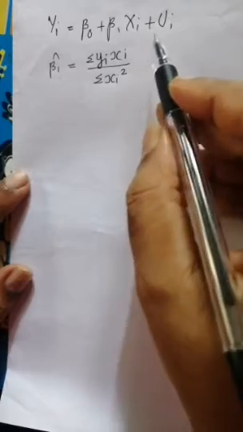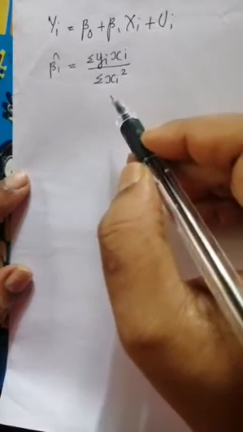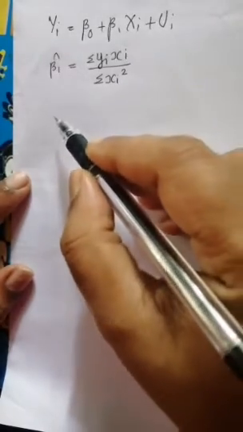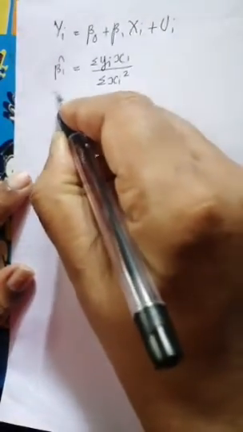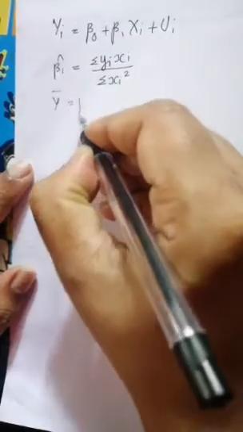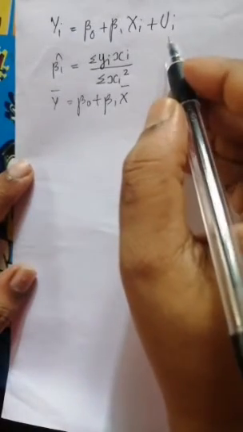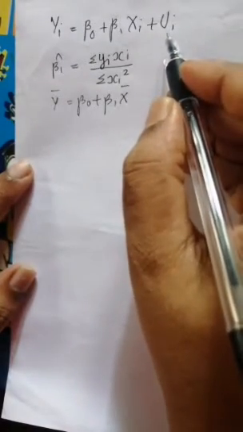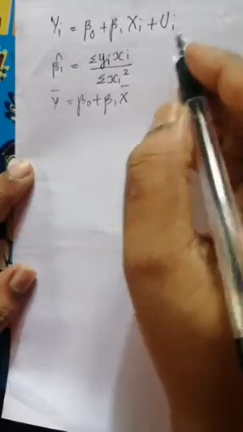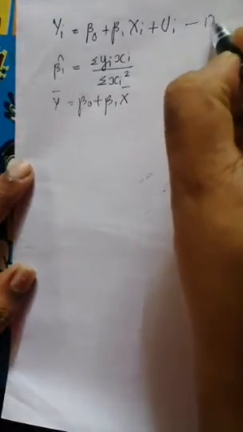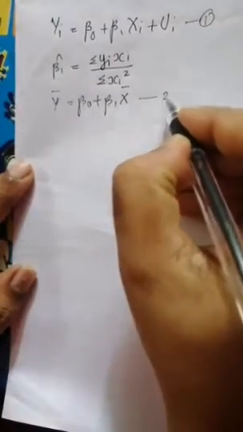First we can rewrite this equation in its arithmetic mean form. The mean version of the equation is written as y bar is equal to beta 0 plus beta 1 x bar, and we know that the mean value or the expected value of the random term is equal to 0. Then this is equation 1 and this is equation 2.